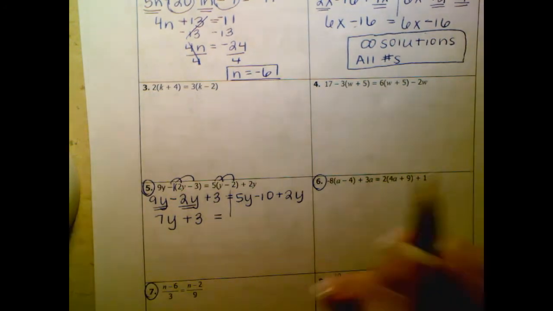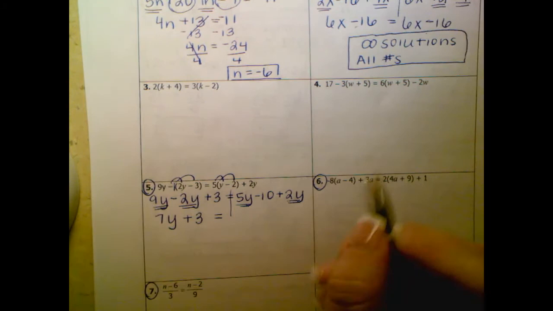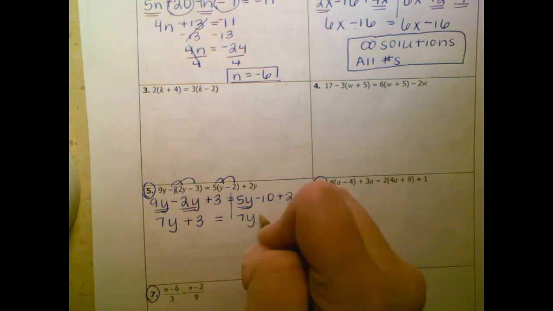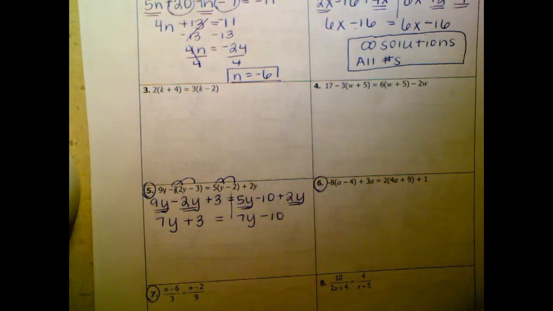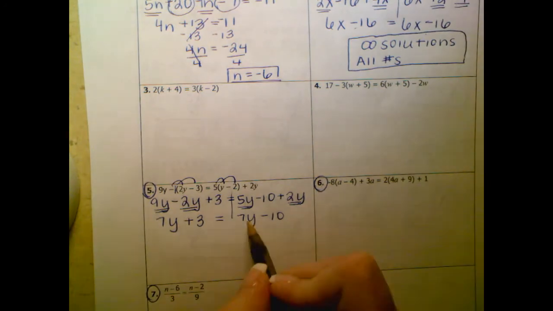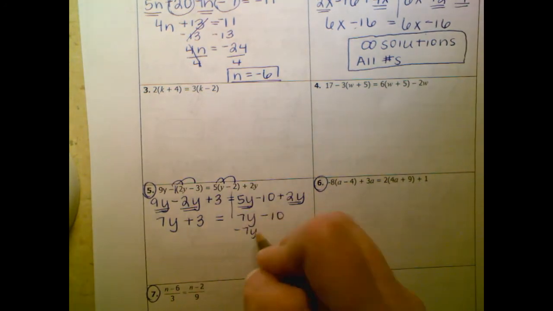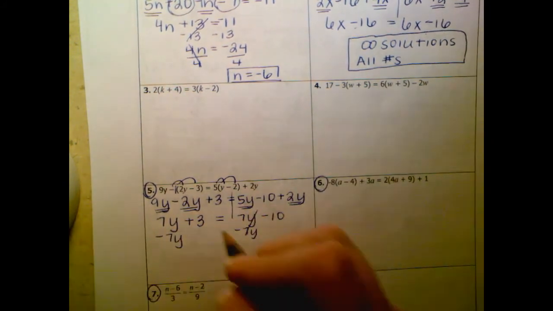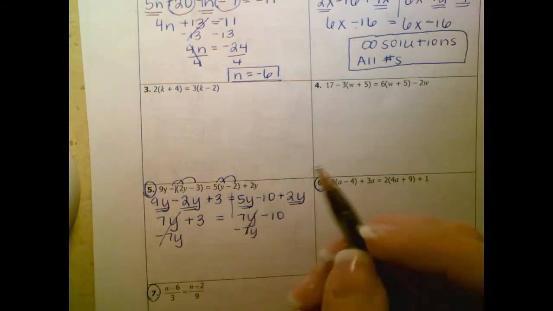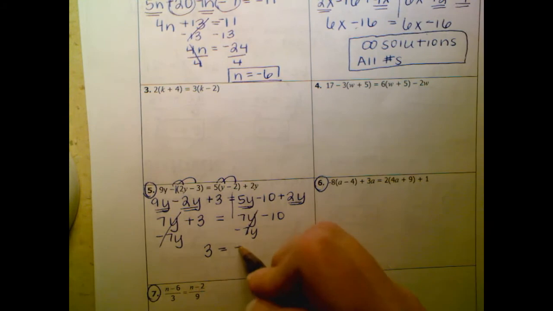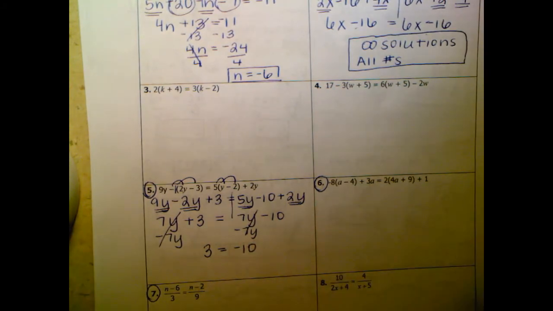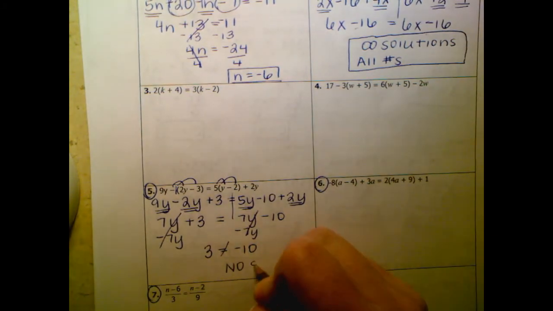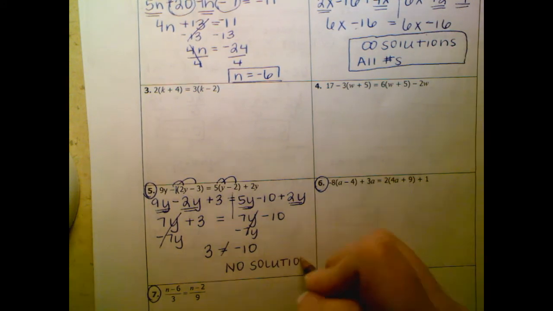On the right side, I can combine like terms. 5 plus 2 gives me 7y. Bring down my minus 7. From here, I'm going to minus over my 7. If I look, the right and the left are not the same, so I need to continue on. 7 minus 7 crosses out, so I'm left with 3 equals negative 10. When this happens, 3 does not equal negative 10. So when I have a number equals another number, it is no solution.